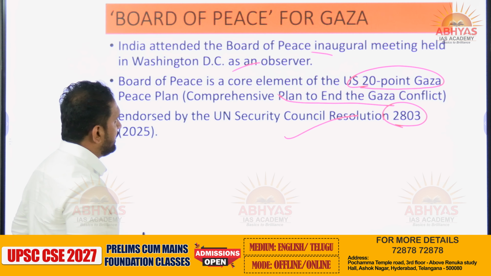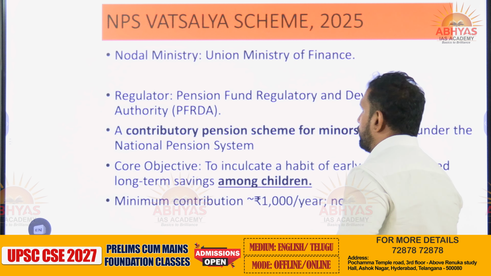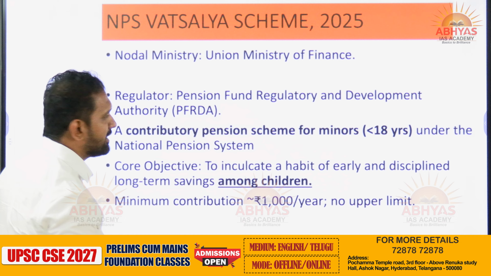2083. I hope this is clear to you. Board of Peace for Gaza has been done. Okay. Now let us go ahead with NPS, National Pension Scheme, Vatsalya Scheme.